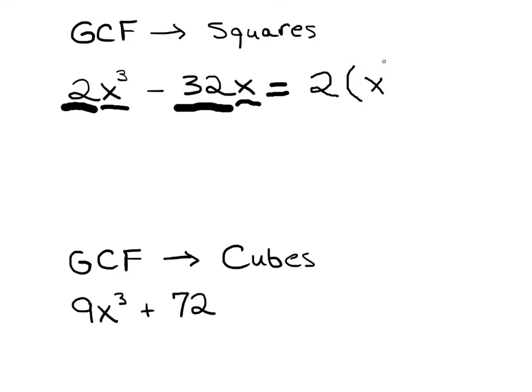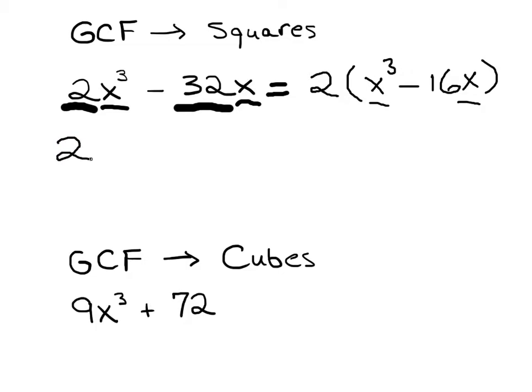First of all, I need an x cubed, so I can get back to 2x cubed. And I need a minus 16x, so I can get back to that minus 32x. But still, I see that there's a little bit of something left in common. Do you see what it is? It's this x. So now I can take out the x from this polynomial and get a GCF of 2x.